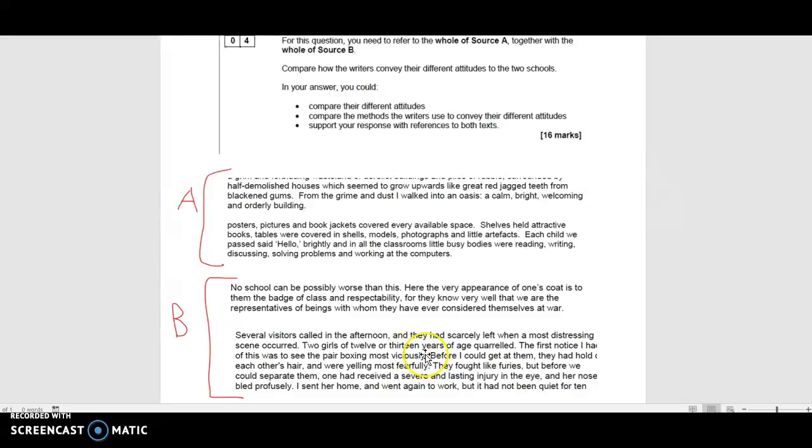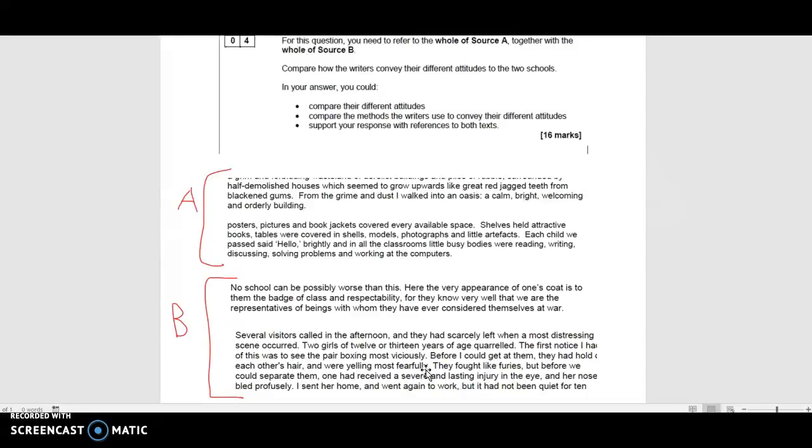In contrast, here the writer describes a most distressing scene. So this is a very emotive word, distressing. What would a synonym be for that? Upsetting, you know? So it's obvious that the writer here found it very scary to be in the school, very upsetting to be in the school, because he witnessed this fight. And the writer uses words like viciously and fearfully. So these adverbs here really show that he found it a scary and dangerous place.